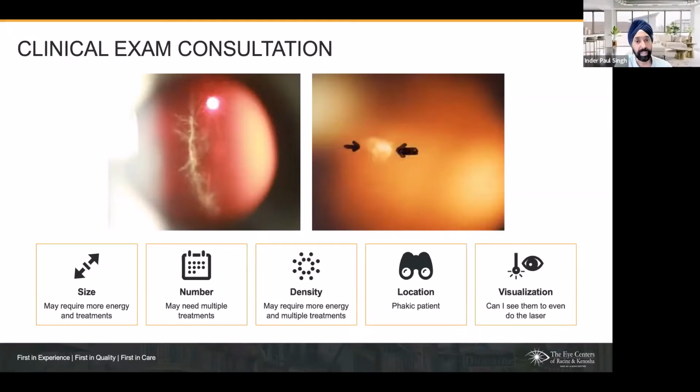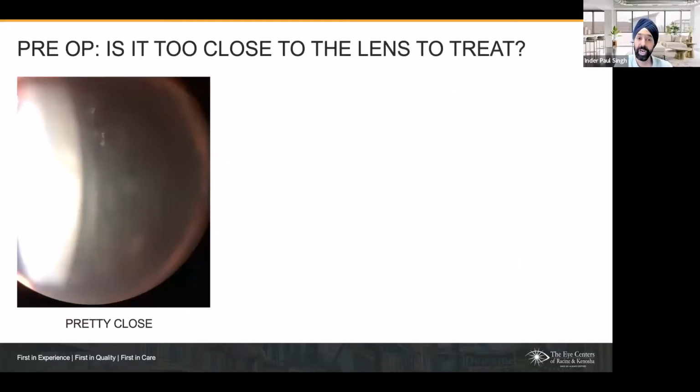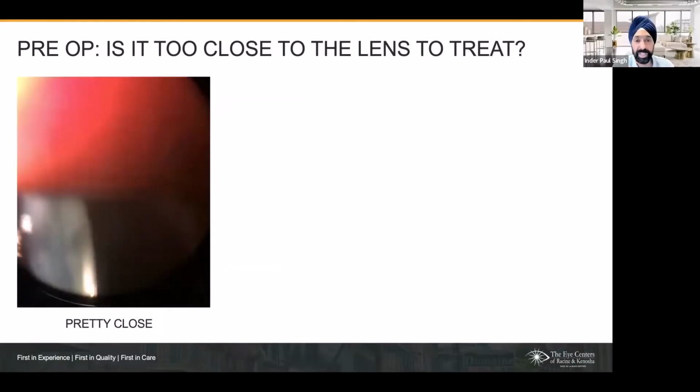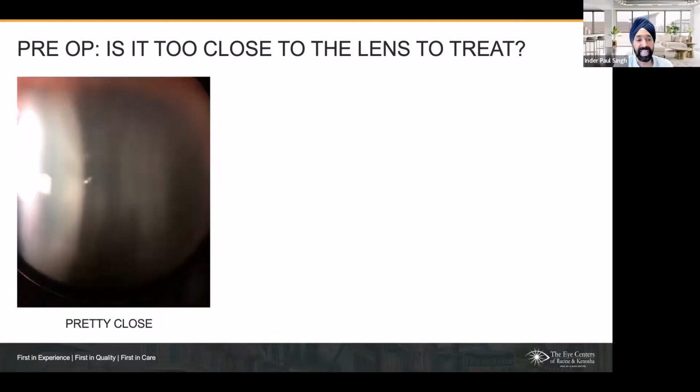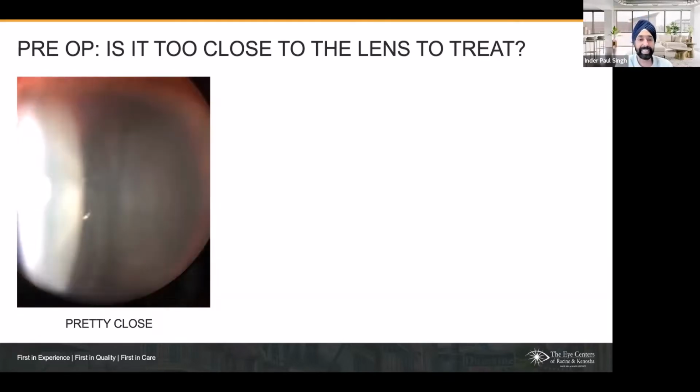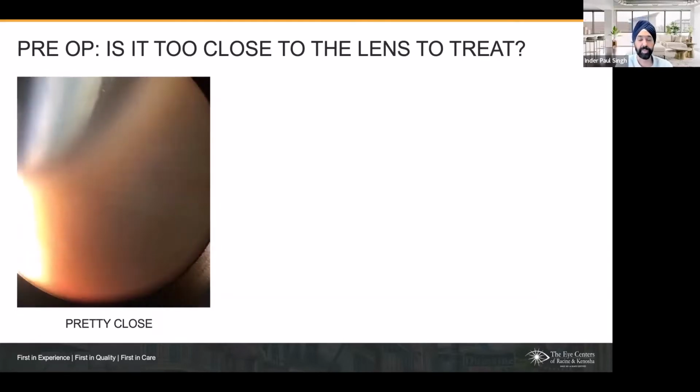So it's important to look at those parameters. How to judge how far it is from the lens? I use an oblique illumination tower, and this is one on the left. Those floaters, those strings, too close to the lens, and too string-like, it's not worth doing the laser for this patient, especially if you're starting out.